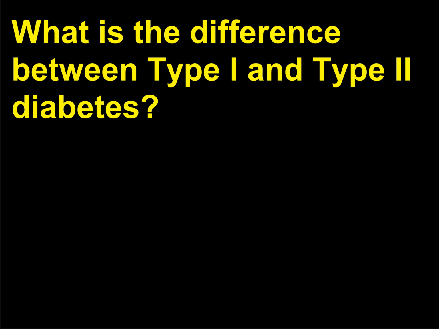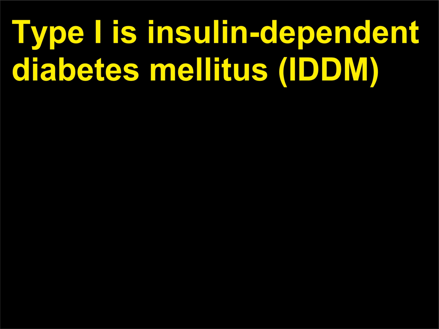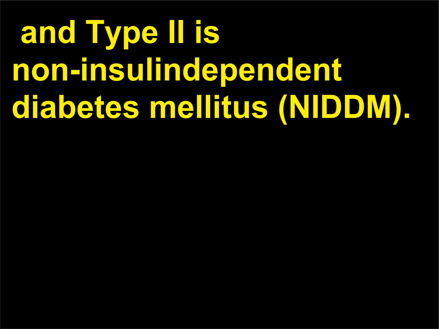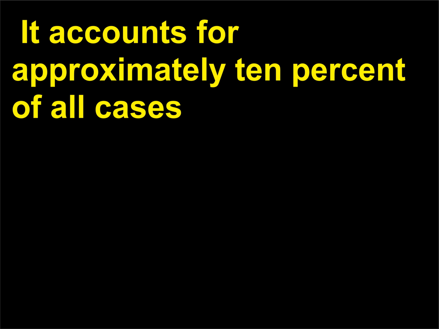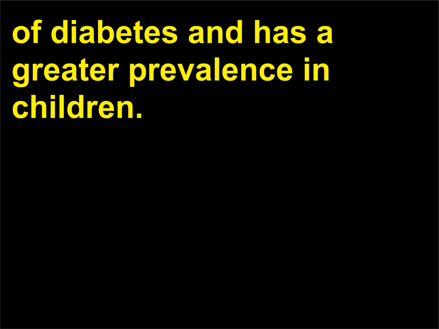What is the difference between type I and type 2 diabetes? Type I is insulin-dependent diabetes mellitus, IDDM, and type 2 is non-insulin-dependent diabetes mellitus, NIDDM. In type I diabetes there is an absolute deficiency of insulin. It accounts for approximately 10% of all cases of diabetes and has a greater prevalence in children.